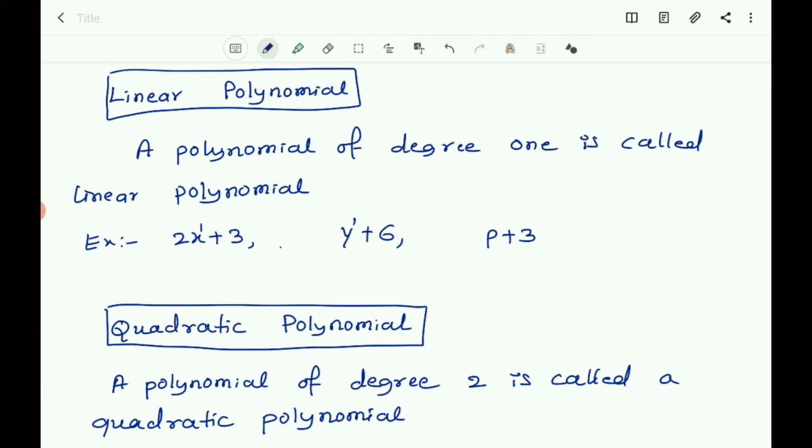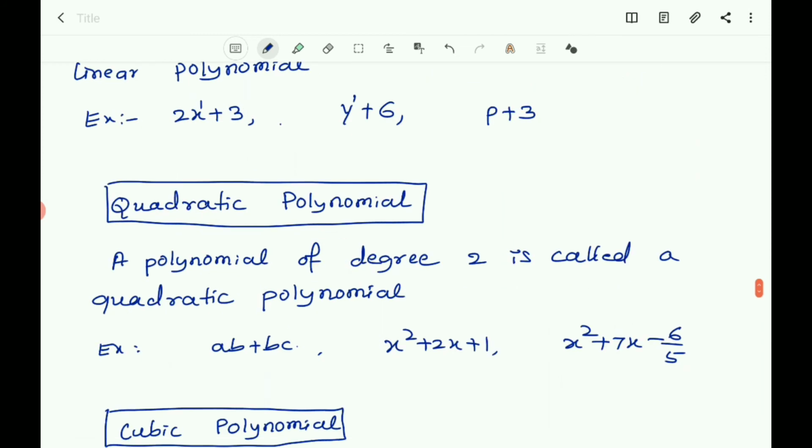p plus 3. The variable is p. Its highest power is 1. So it is a linear polynomial. So a linear polynomial has degree 1. The variable in the linear polynomial has the highest power 1.